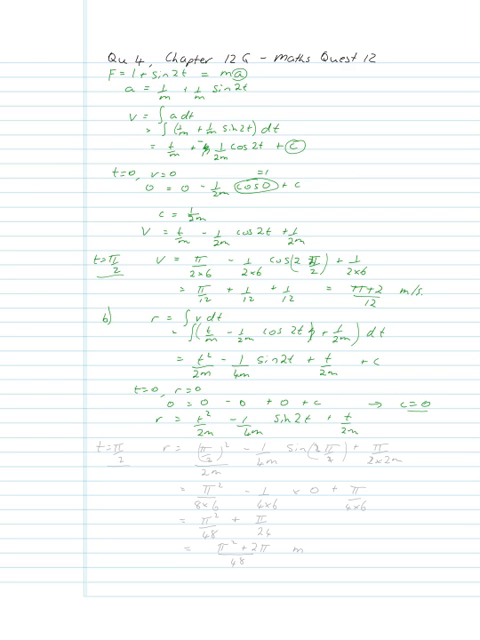We're asked to find when t is equal to pi on 2, what is the displacement? So putting that in, we've got r is going to be equal to pi on 2 squared over 2m minus 1 over 4m sine 2 pi on 2 plus pi on 2 times our 2m.